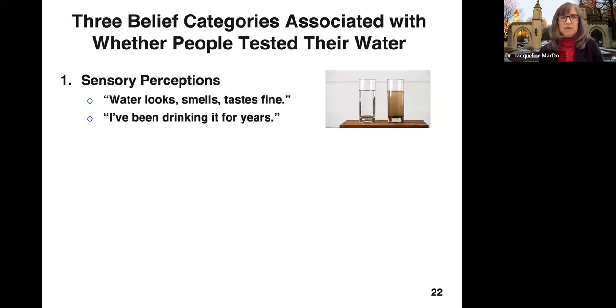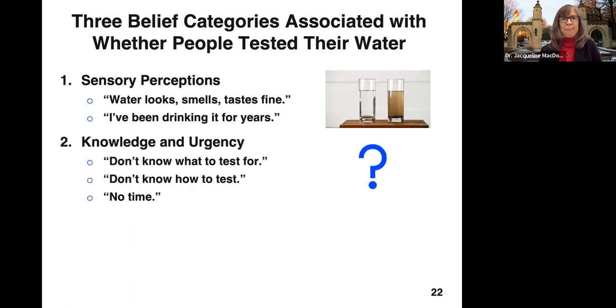So for this sensory perceptions factor, two of the questions were: people were asked to rate the strength to which they agree with the statement that there's no need to test my well water as long as it looks, smells, and tastes fine. There's no need to test my well water because I've been drinking it for years without problems. Again, indicating that people think that if there's a problem, they should be able to sense it, or at least sense that maybe they've gotten sick from their water.